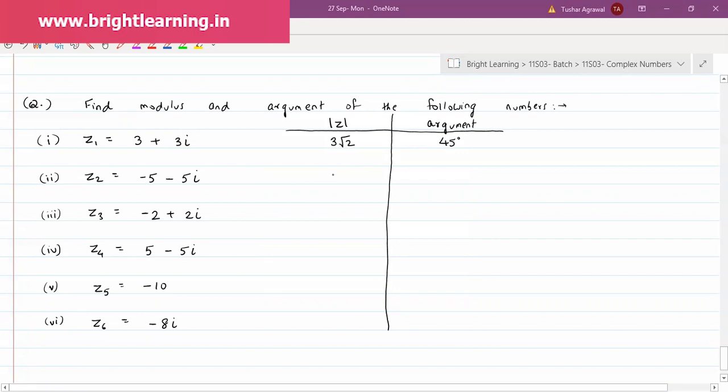Modulus everywhere will be just root 2 times. 5 square plus 5 square, under root, so this is 5 root 2. Then 2 square plus 2 square, under root, so this is 2 root 2. Fourth one, 5 square plus 5 square, addition, 2 times 5 square, under root, so this is 5 root 2.